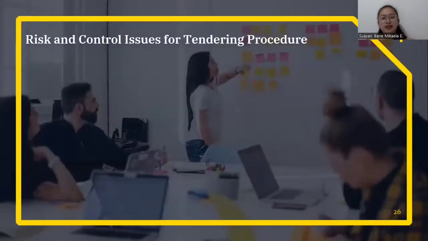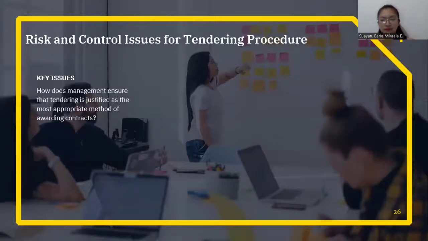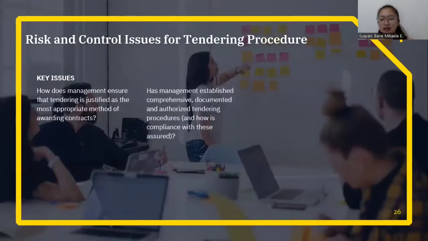Risk and control issues for tendering procedures. Key issues. First, how does the management know that tendering is justified as the most appropriate method of awarding contracts? By knowing this, the management would know how to explain as the most essential method for awarding the contracts. Second, has management established comprehensive, documented, and authorized tendering procedures and how is compliance with this assured?